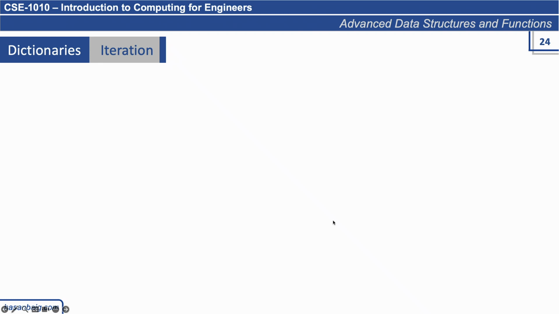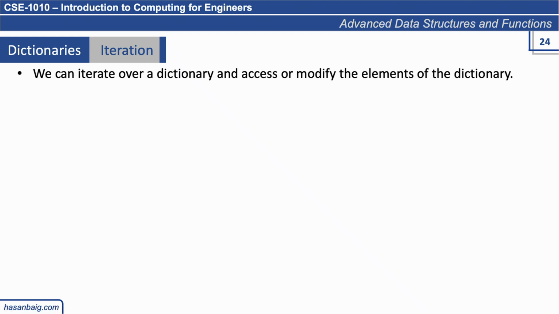So just as we can iterate through all the elements in a list, as well as in another data structure, we can also iterate through elements in a dictionary. And we can access the elements and use them in an expression however we want. And how do we iterate? What do you think?